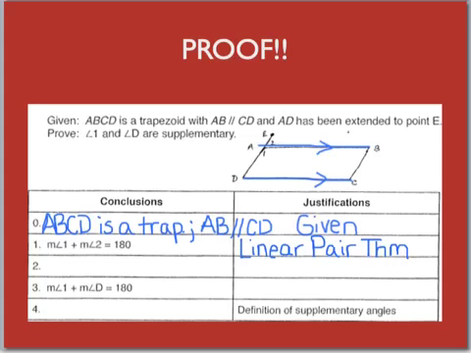Okay. So now I know that angle 1 and angle 2 equal 180. What I really want to know is that angle 1 and angle D equal 180. So how can I get angle D into this? Well, look at angle 2 and look at angle D. And look at your parallel lines. What kind of angles are 2 and D?